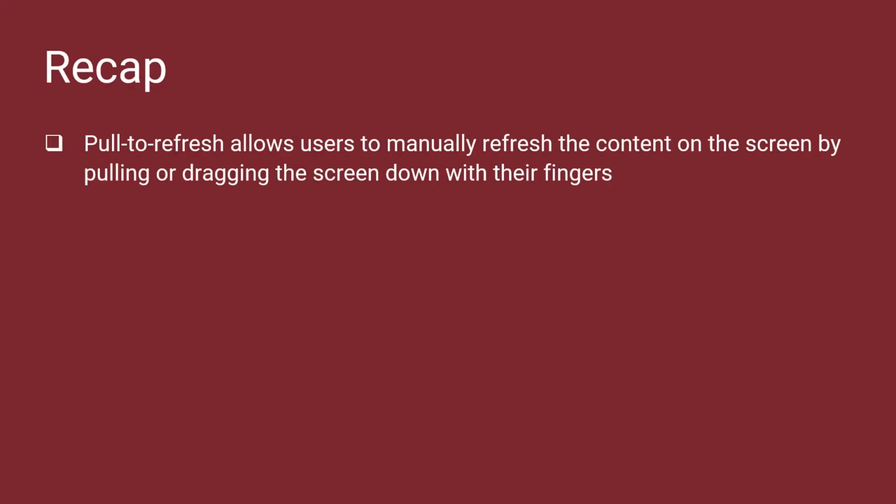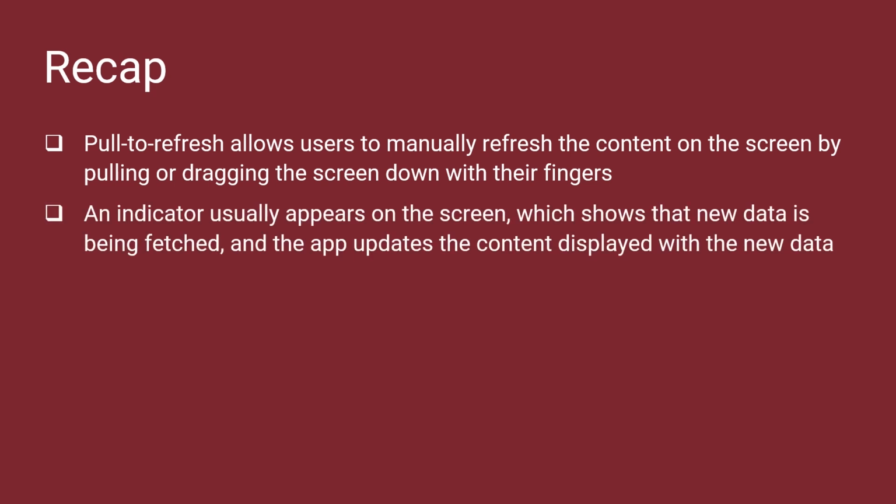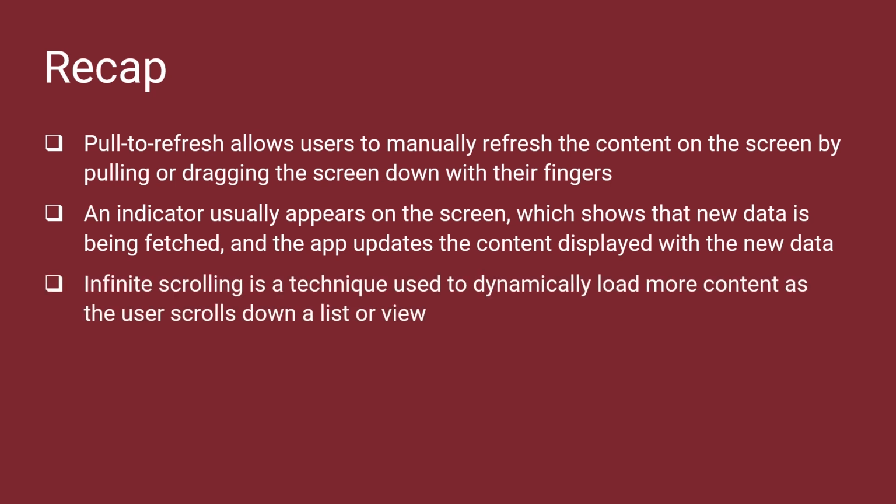In this video, you learned that pull to refresh allows users to manually refresh the content on the screen by pulling or dragging the screen down with their fingers. An indicator usually appears on the screen, which shows that new data is being fetched, and the app updates the content displayed with the new data. Infinite scrolling is a technique used to dynamically load more content as the user scrolls down a list or view.